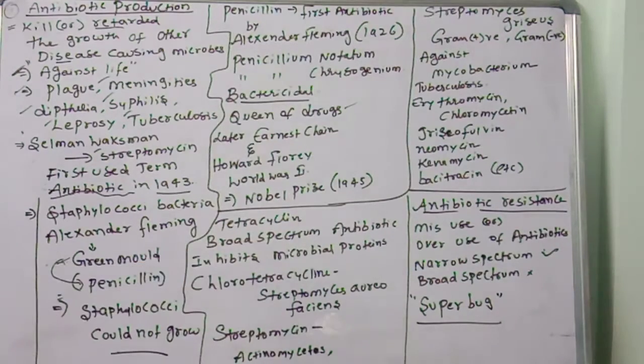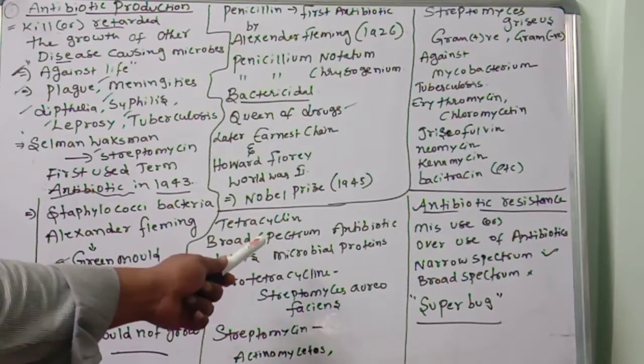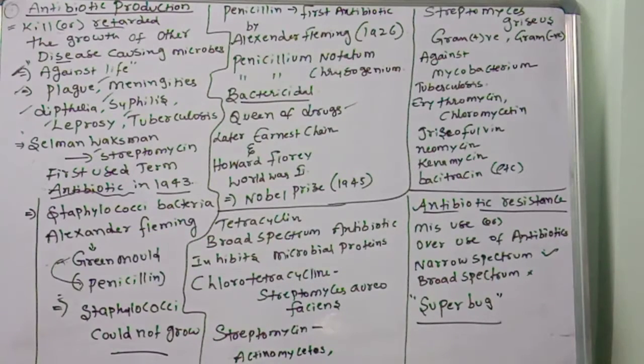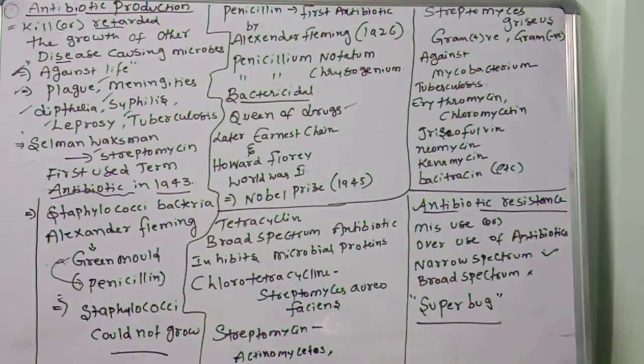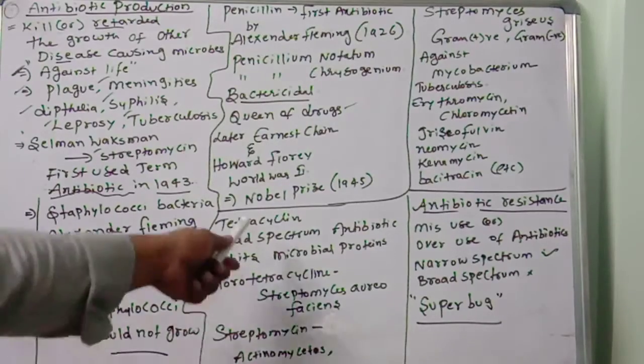Next, tetracycline. What is tetracycline? It is also an antibiotic, a broad spectrum antibiotic. So it controls many bacterial infections, working very broadly. The antibiotic inhibits microbial proteins. Whatever proteins are formed by the microbes, after transcription and translation, tetracycline controls them.